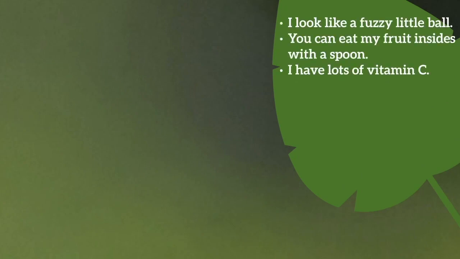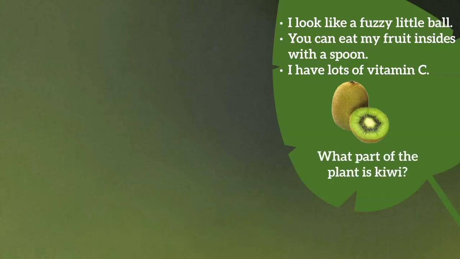Scenario number 5. I look like a fuzzy little ball. You can eat my fruit insides with a spoon, and I have lots of vitamin C. I'm also brown on the outside. That's right, it's a kiwi. What part of the plant does the kiwi come from? And that would be the fruit. Remember, the seeds are inside. Great job.